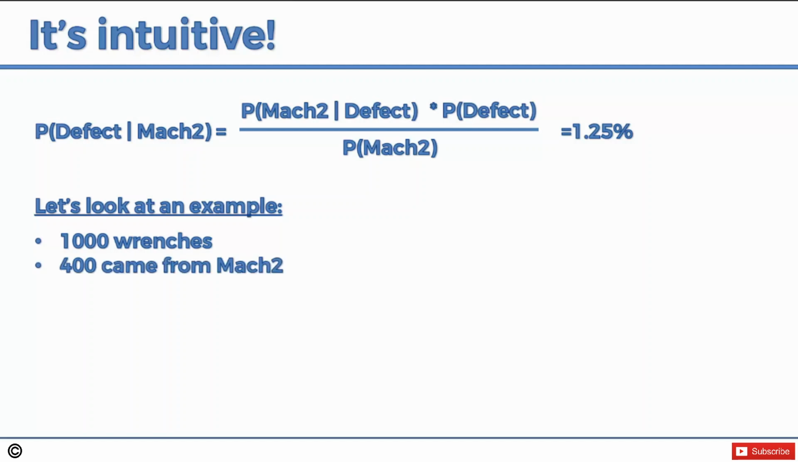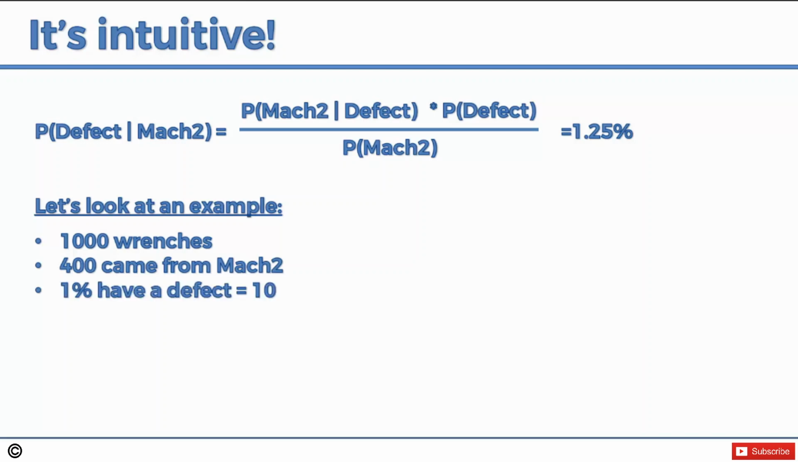So we know that 400 of them came from machine 2, right? So we know that machine 2 produces, how many wrenches per hour does it produce? It produces 20 wrenches per hour, and machine 1 produces 30 wrenches per hour, as per our information from the very start. And that means that out of the 1,000 wrenches, 40% would have been produced by machine 2. That means 400 came from machine 2. Okay, so that makes total sense.